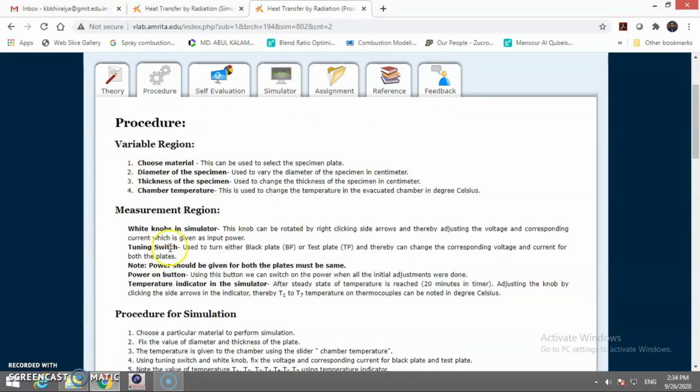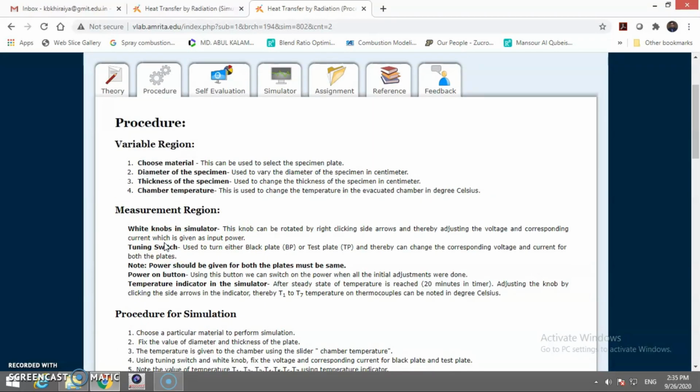The procedure is divided into steps, starting with the variable region. In the variable region, we have to select the material. Here the selection of material is given, so we need to select the material of the specimen plate. Then second is the diameter of the specimen, meaning we can vary the diameter of the given specimen. Thickness is also a variable, so we need to vary the thickness using the given bar. Chamber temperature is also an important parameter, and we can change it using the arrangement given over here.